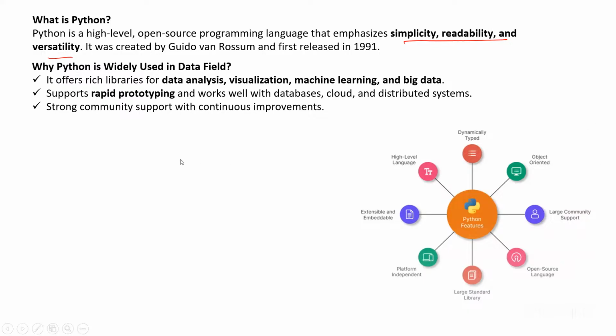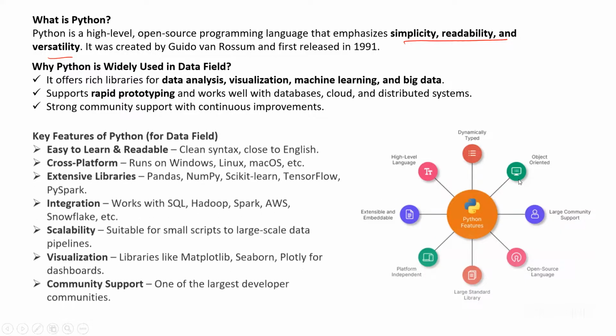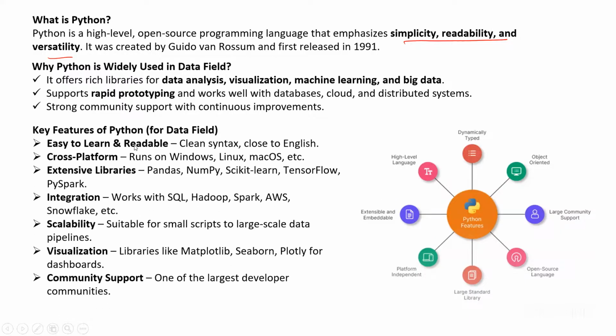And the most important thing is that a strong community is there, support is there. If you have issues or anything, a big community is there to help you out. And there are a lot of other features. The main ones are easy to learn, readability, and cross-platform. We saw libraries, integration also, and scalability is there for Python. We'll explore more on this.